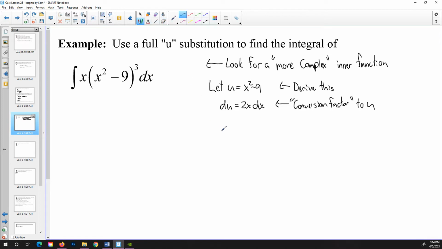What I will do here is I will reorder, and I will rewrite this as x squared minus 9 to the third, and then I'll go x dx. Now you'll notice I needed a 2 here, but we can use a funky 1 to get a constant.